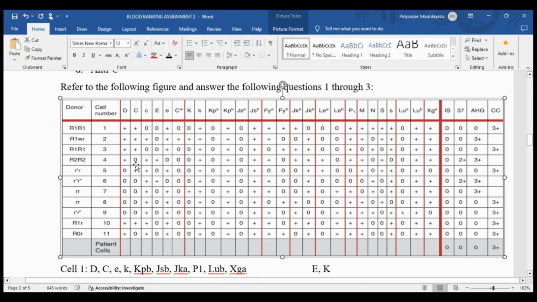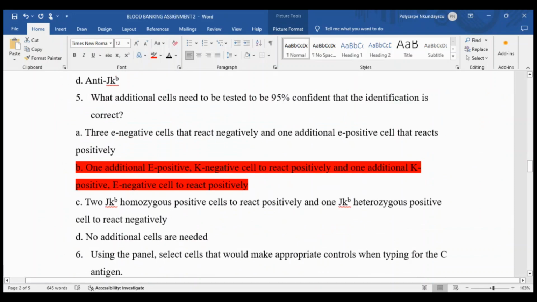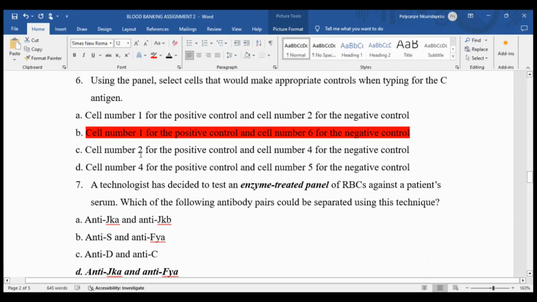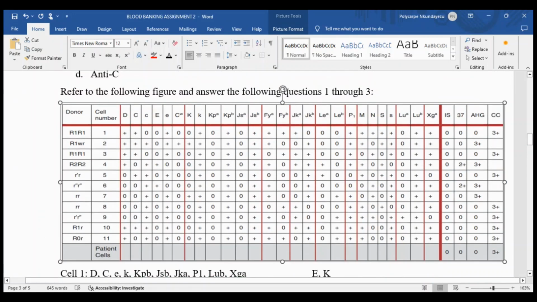Capital C. What does it say? Cell number 2 for positive and cell number 4 for negative. No, it can't be this, because in cell number 2 capital C is single dose, right? This is meant to confuse us. They're trying to confuse us.